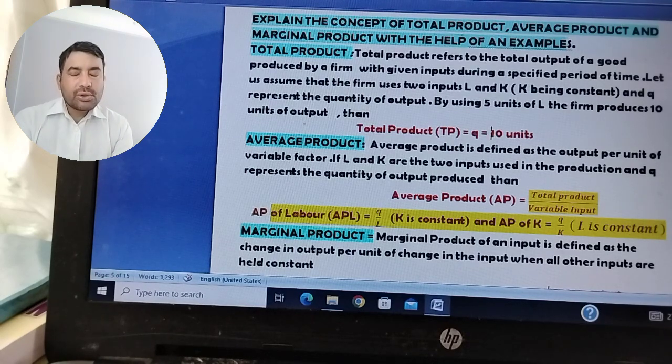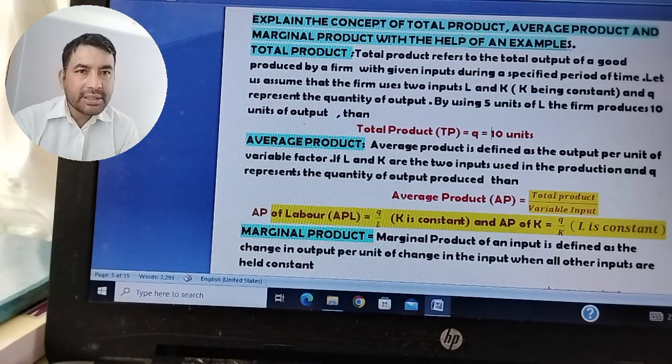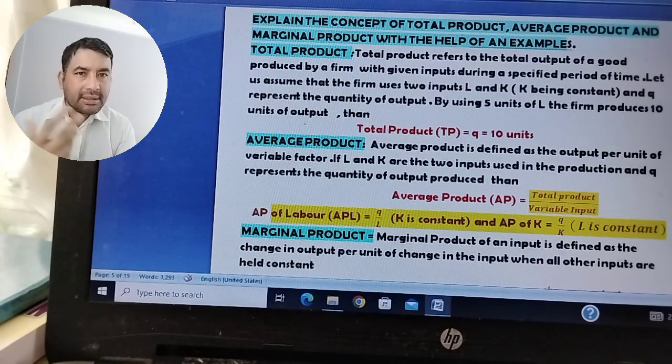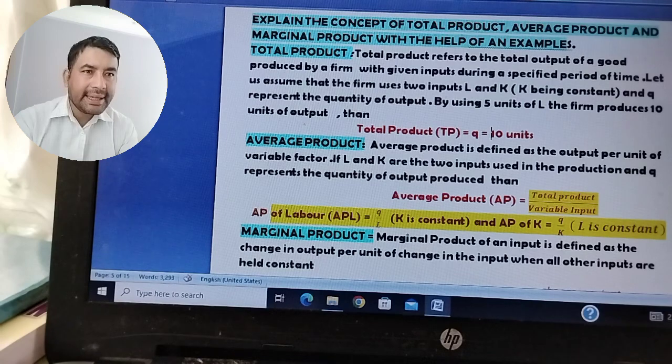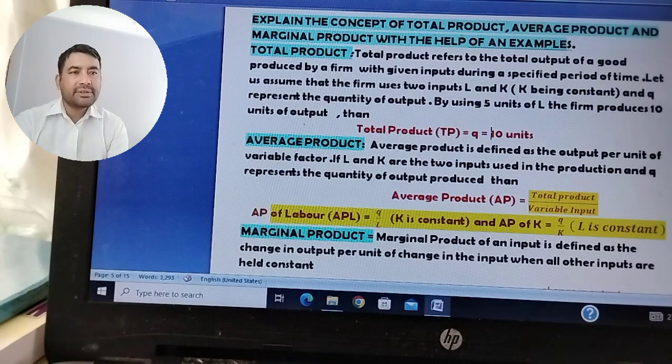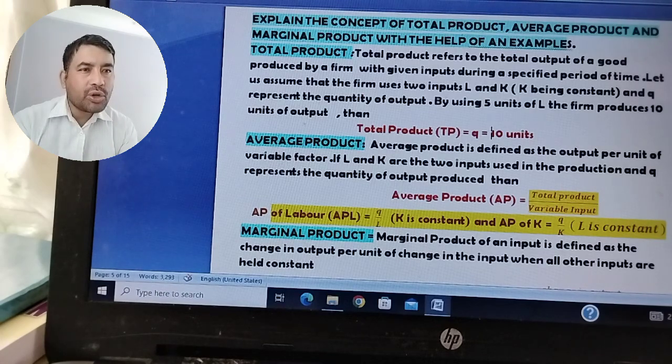We may consider two inputs, labor and capital, or we may consider x1 and x2, whatever may be. Out of these two inputs, one is variable and the other is fixed, and we can change the output only by changing the variable input, which may be either labor or capital, depending upon which technology of production the firm is using. Anyway, let us assume that the firm uses two inputs, L and K, with K being constant. So we are keeping capital constant and labor variable. We can even use x1 and x2. And Q represents the quantity of output.